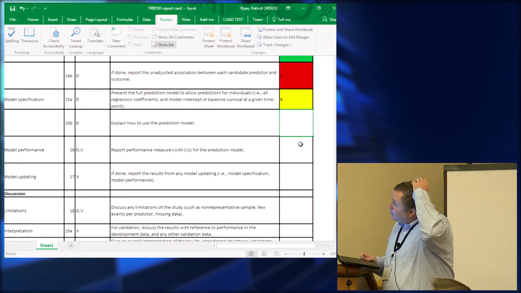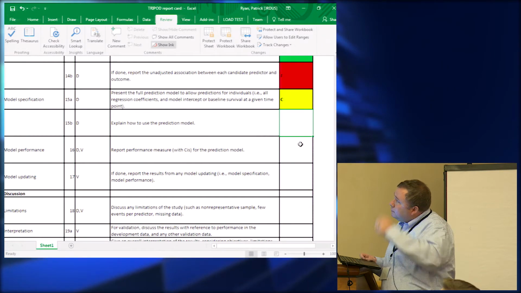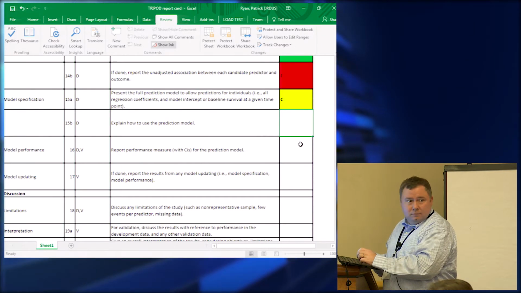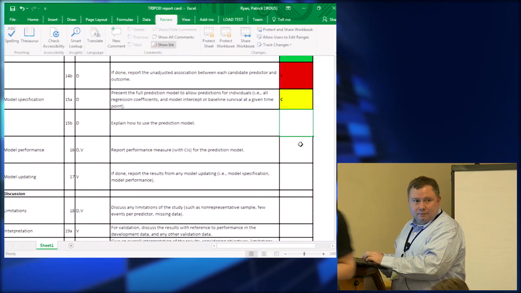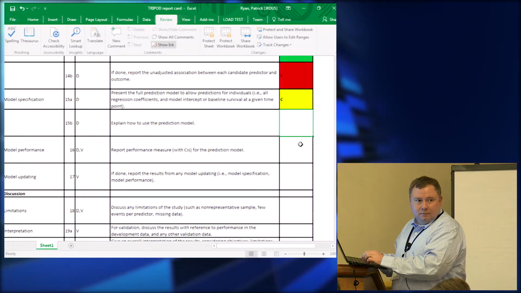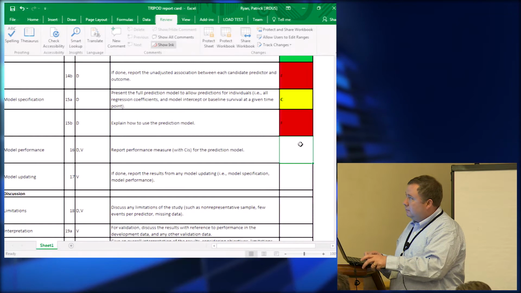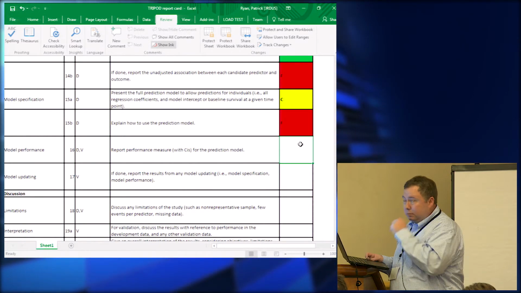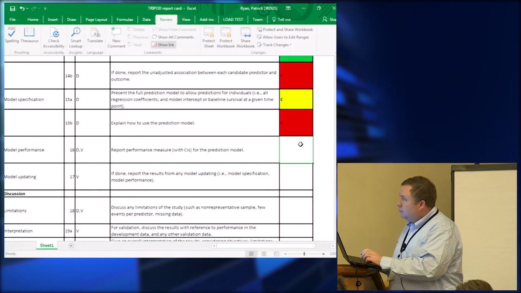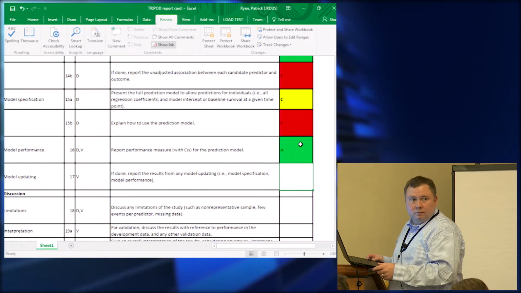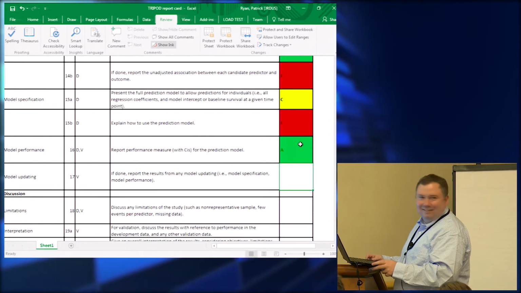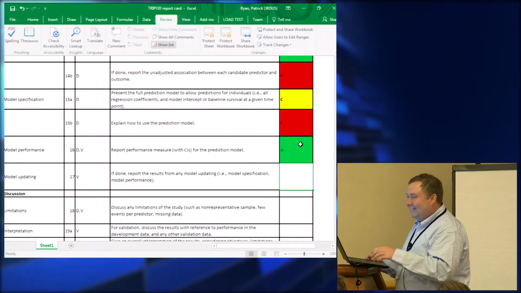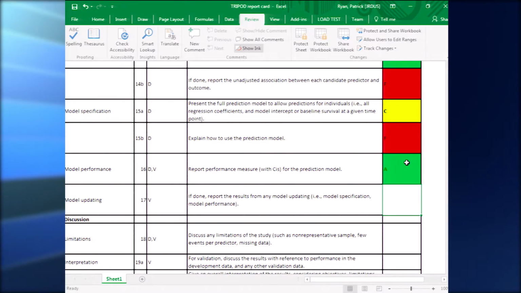Okay. So what were we up to? 15B. Explain how to use the model. F. 16. Report performance measures with confidence intervals. No cutoffs. We did A. Get some grade inflation back here, which will hit too. We time adjusted it too for 2001. Oh, okay. 17, model updating. Not applicable.